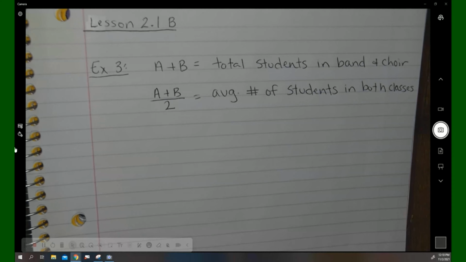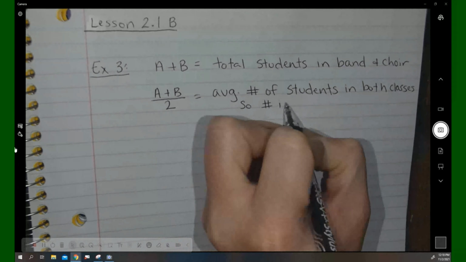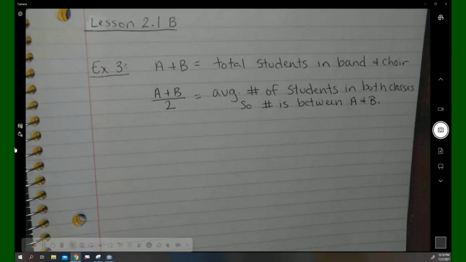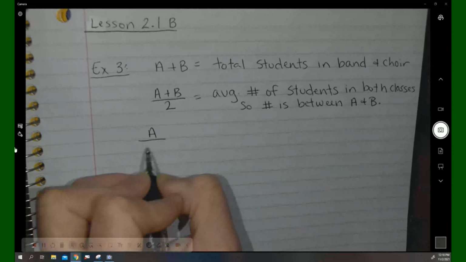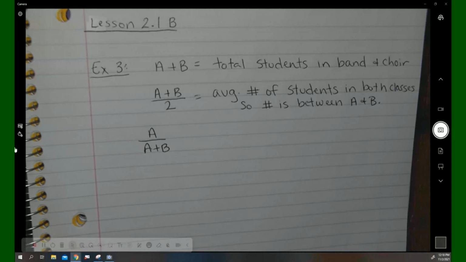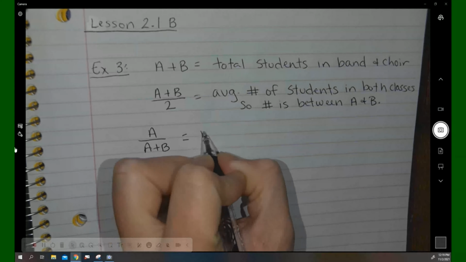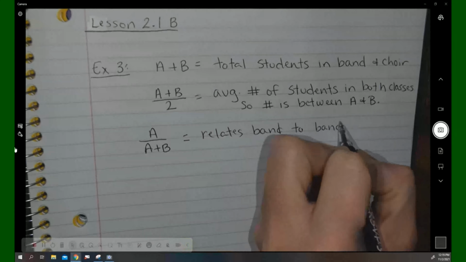Now, as a result of that, we know from our experience with averages that if we had the numbers for A and B, the solution would be somewhere between A and B. That's going to be an important piece of information in a little bit. Now, the next fraction that we have over here, A over A plus B, is comparing A, the students in band, to the students in both classes together. I do keep doing that, A is band. So it relates the band students to the combination of band and choir.